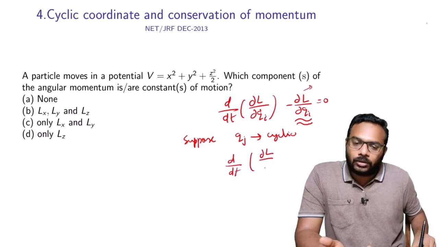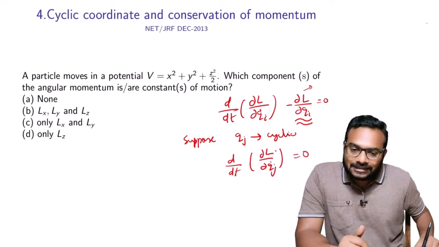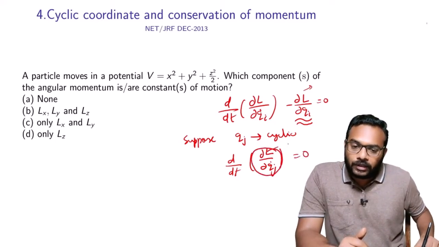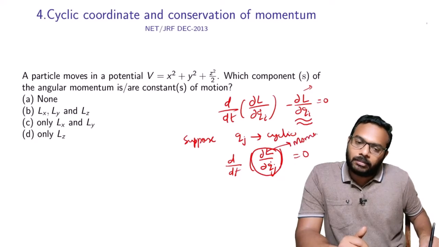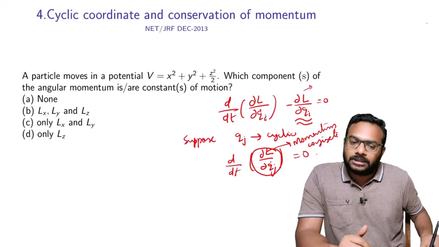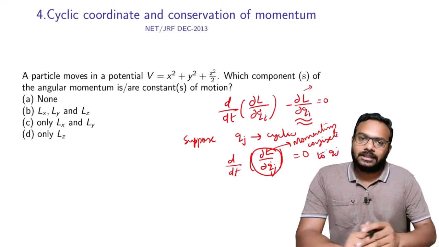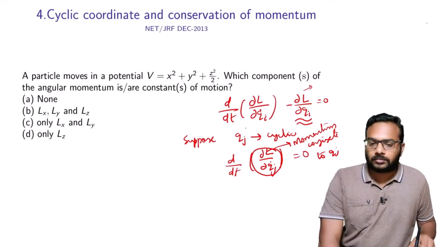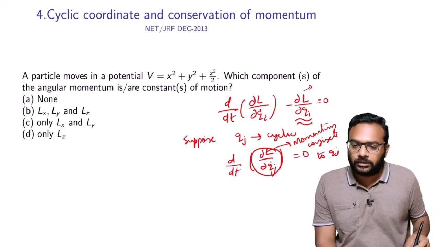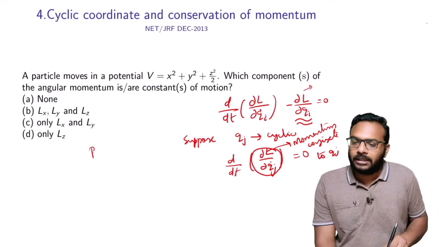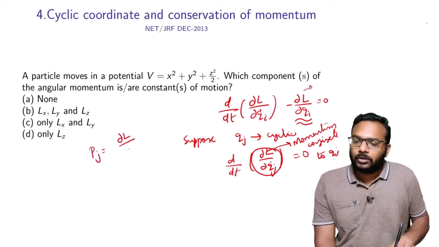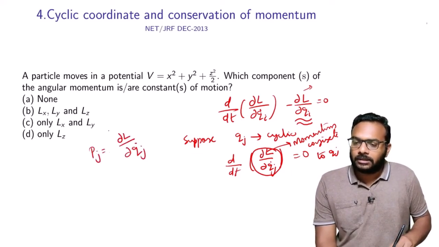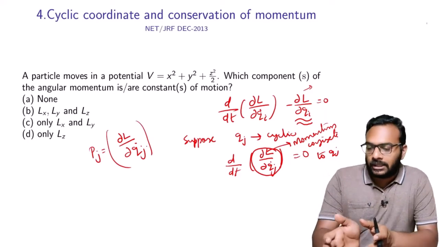Okay, dou L by dou qj dot is equal to 0. And this dou L by dou qj dot we call the momentum. It's the momentum conjugate to qj. We can call it pj. Okay, pj is equal to dou L by dou qj dot.